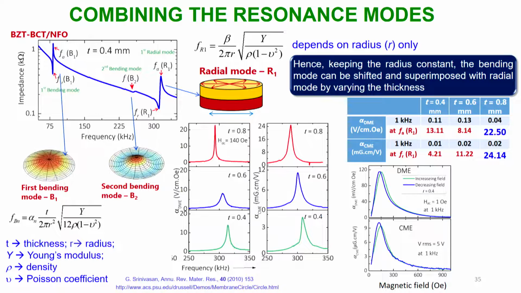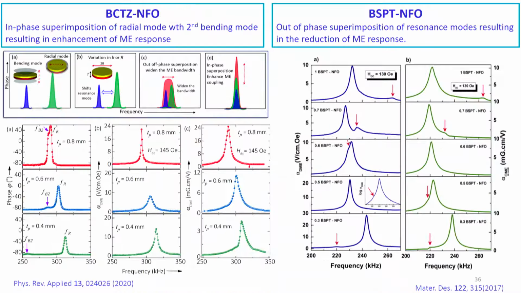So, you are getting this alpha value to be of the order of 22.5 volt per centimeter Oersted. Okay. Another example is that in case it is not going to be properly matched, the phase is not going to be matched, you get a reduction in that.